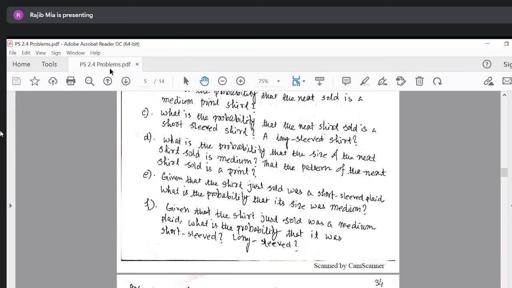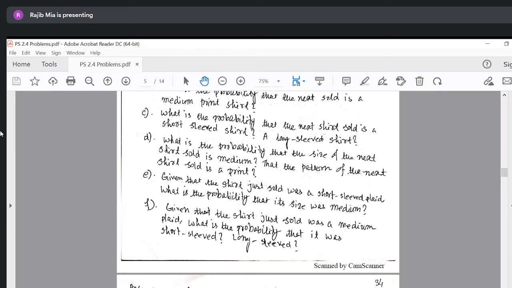Okay, that is wrong. Actually, you have to find the conditional probability because it is given that it has already happened. Given that the shirt just sold was a short sleeve plaid, it is given. Okay, then what is the probability that its size was medium? So for a short sleeve plaid shirt, short sleeve and plaid, 0.53.